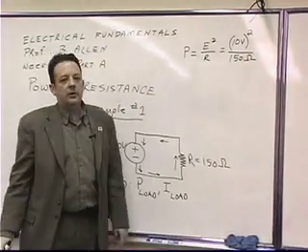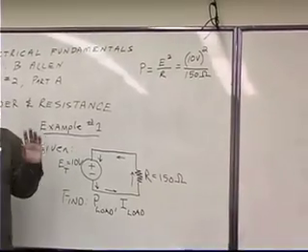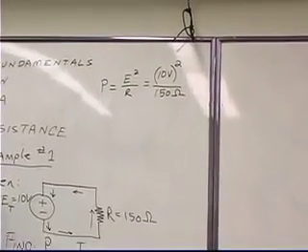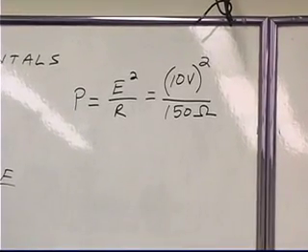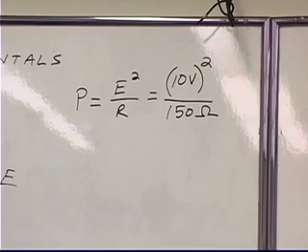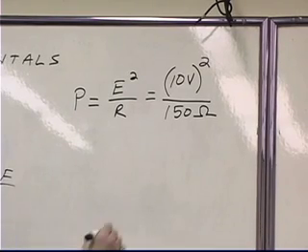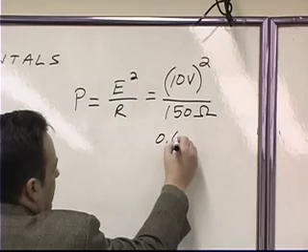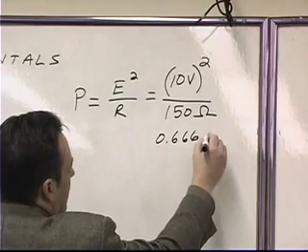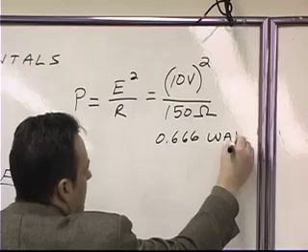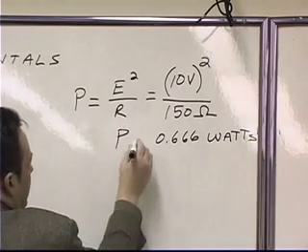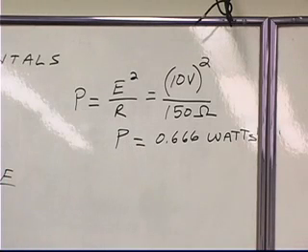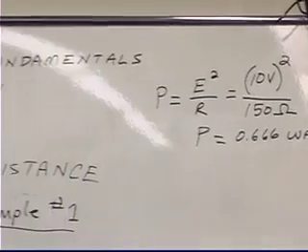And who has a calculator and can tell me? And I want you to get in the habit of using your calculator even if you can do it in your head. Because very soon you will not be able to do it in your head. What do you get? 0.666 watts. Okay? So the power that's dissipated by that load is equal to approximately 0.7 of a watt. A little less than a watt.